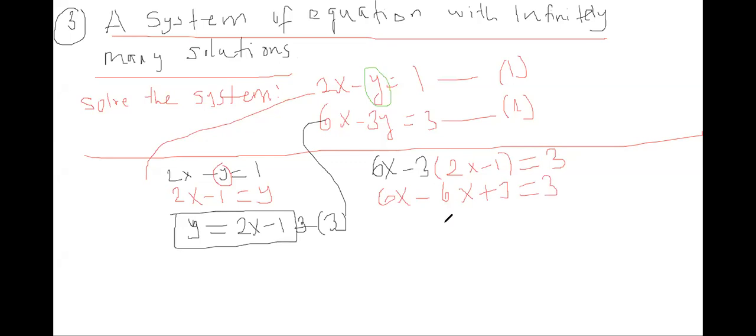So we solve this. In fact, I will take it step by step. 6x minus 6x plus 3 equals 3. The 3 will come here, and the sign will change, so it becomes 3 minus 3. So 6x minus 6x gives us 0, equals 3 minus 3, which equals 0.